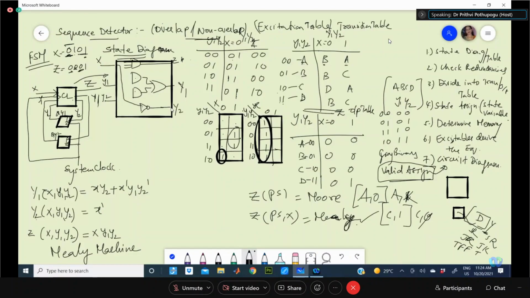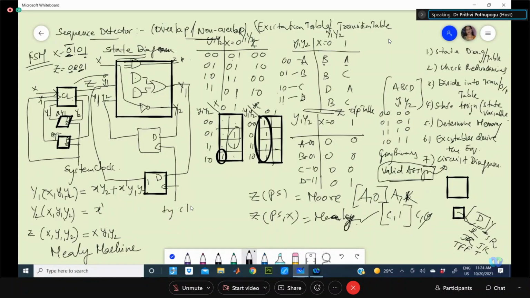Now, this will be going through the D flip-flop, and this will be updated for the next clock cycle. This is D going to the system clock, and here also you get the same system clock. And this is Q of that D flip-flop. Okay, so this is using a binary assignment we have derived.